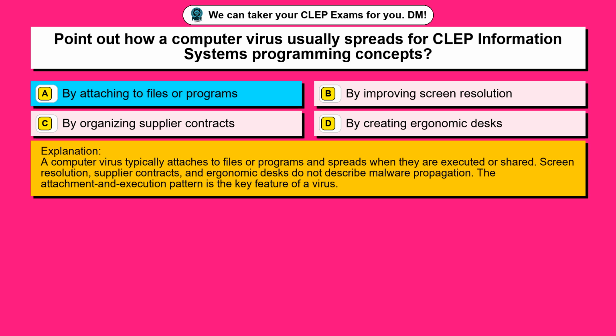A computer virus typically attaches to files or programs and spreads when they are executed or shared. Screen resolution, supplier contracts, and ergonomic desks do not describe malware propagation. The attachment and execution pattern is the key feature of a virus.